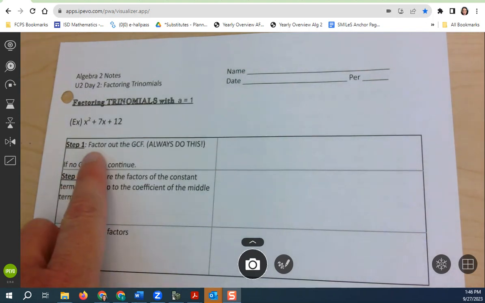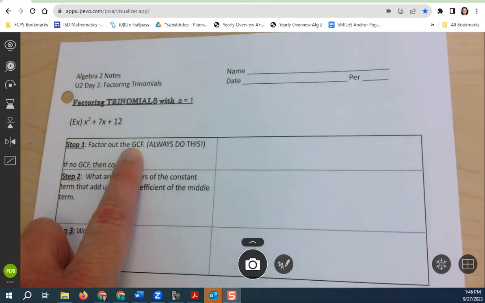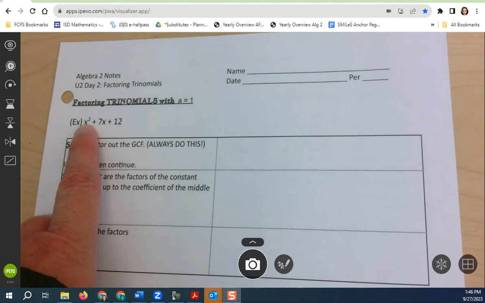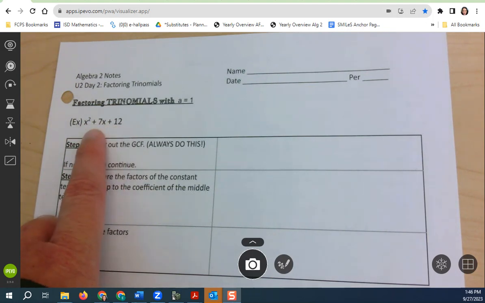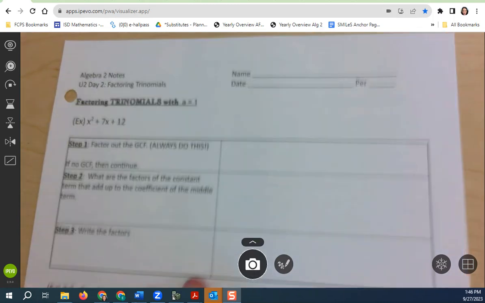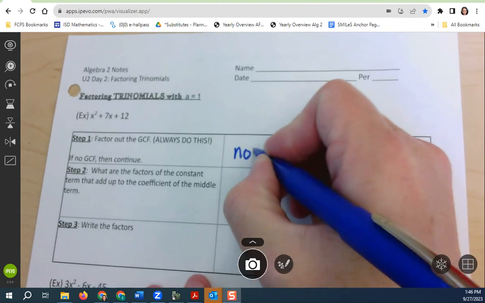The method is to start by looking for the GCF. Is there a number that divides all 3 terms? What's that? No, because this one doesn't even have a number, right? Do all 3 terms have x? No. So there is no GCF, so we're going to move on.